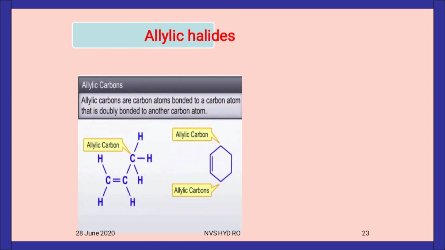Firstly, let's see what are allylic carbons. Allylic carbons are the carbons whose atom bond that are, again repeating, allylic carbons are carbon atoms bonded to a carbon atom that is doubly bonded to another carbon atom.